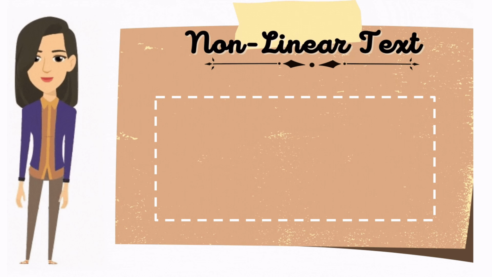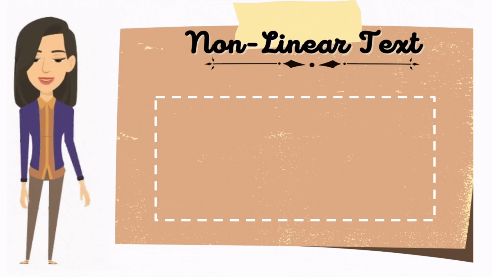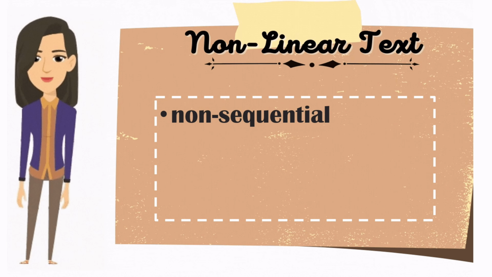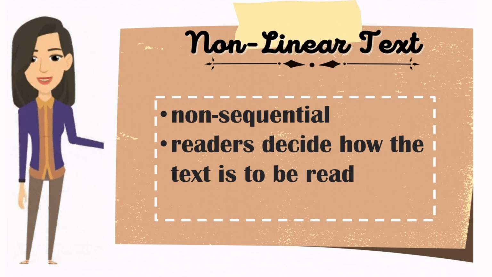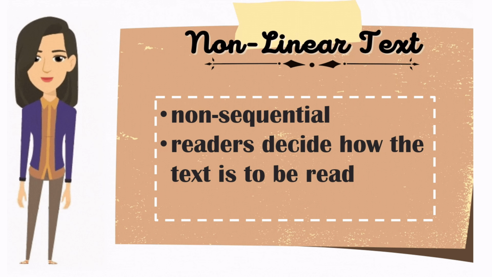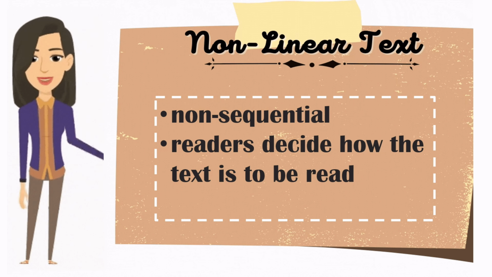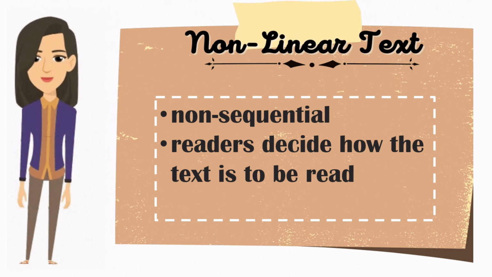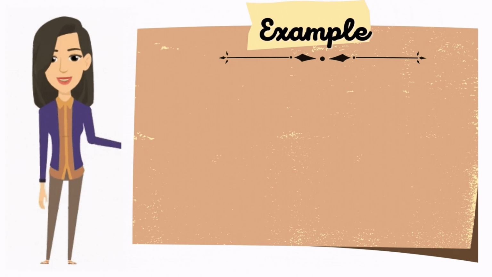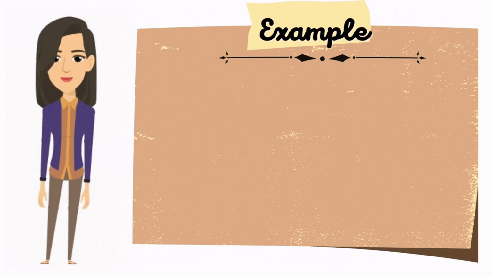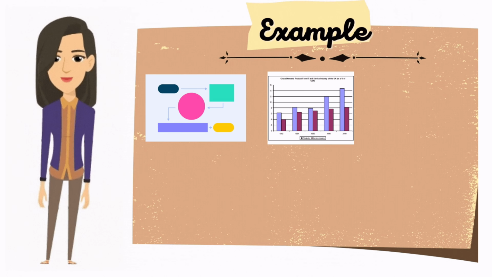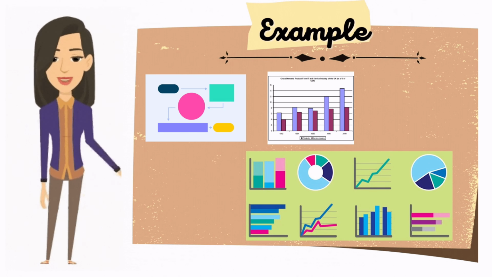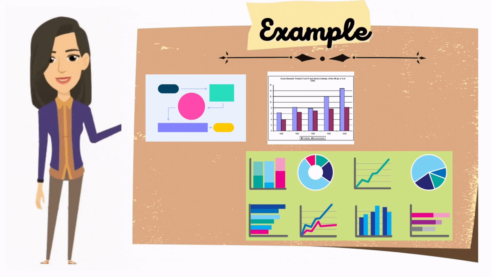A non-linear text, on the other hand, is non-sequential. This means that the reader, not the author, decides how the text is to be read without necessarily following a prescribed pattern. The most common examples of non-linear text include flowcharts, charts, graphs, and other graphic organizers.